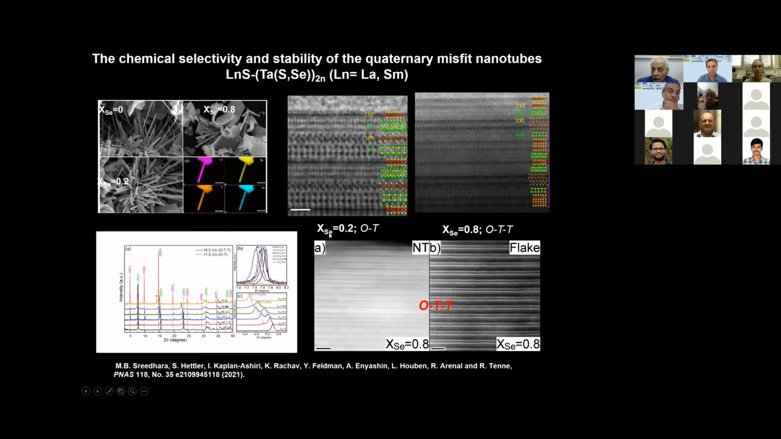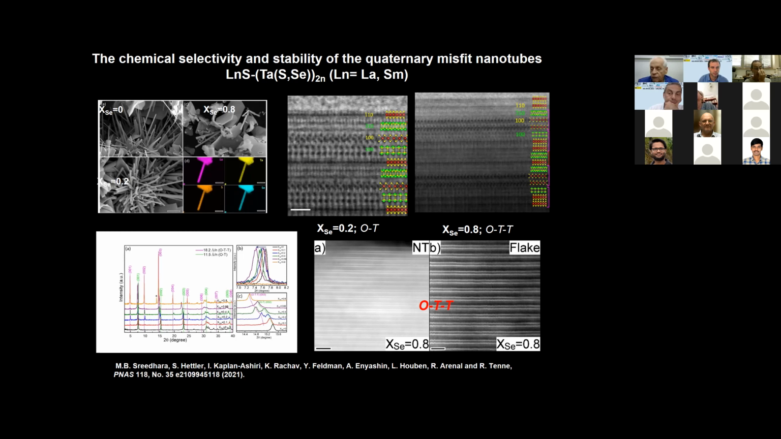So actually, there is a recent work that has been published this year with my student Sridhara. He presented a poster on that. We could make them asymmetric, namely the lanthanum is bound to sulfur only, and the tantalum is bound to selenium. By making the right proportion between selenium and lanthanum, we can make them very asymmetric with a huge dipole moment.